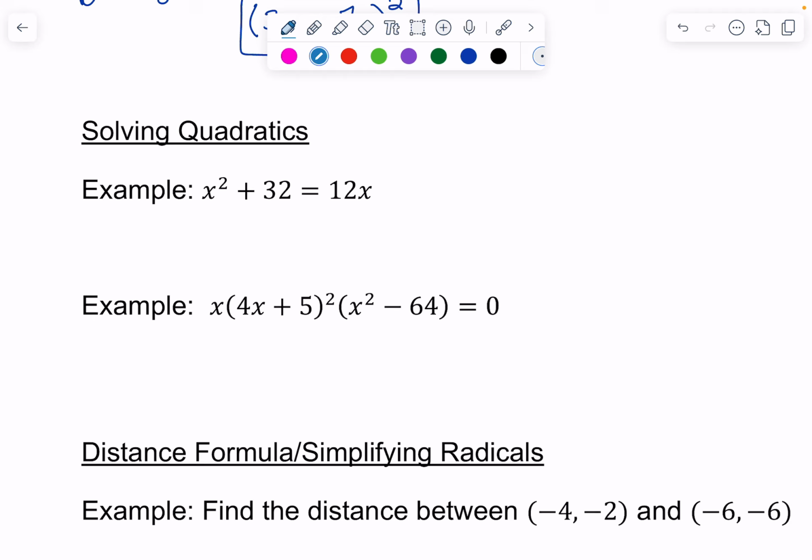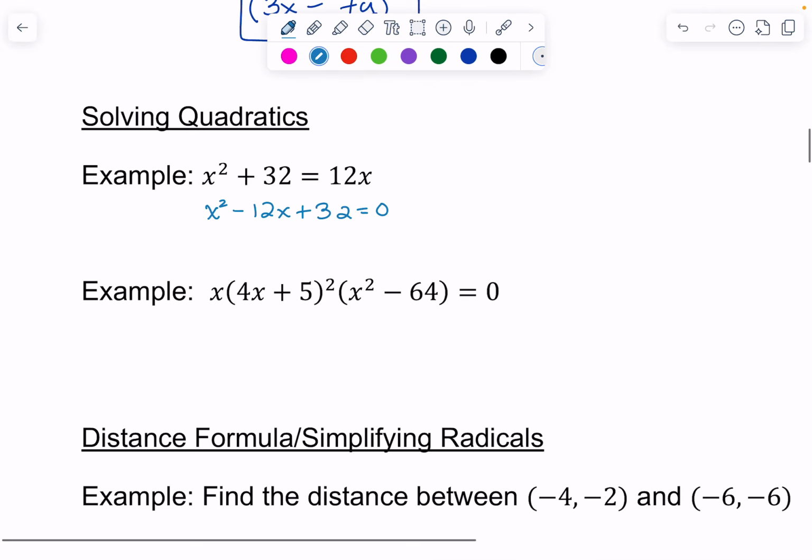The first thing we want to do is move everything to one side. So with this x squared plus 32x equals 12x, I'm going to subtract 12x from both sides, and I'm going to get x squared minus 12x plus 32 equals 0. All right, and now I'm going to factor, because I can use factoring as a tool here. Again, remember, I want two numbers that multiply to be a positive 32 and add up to be a negative 12.